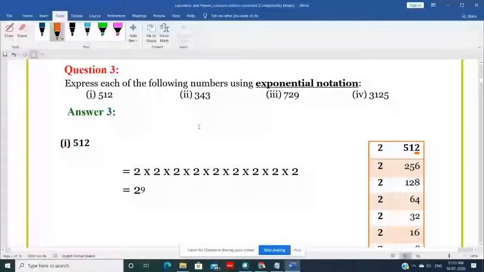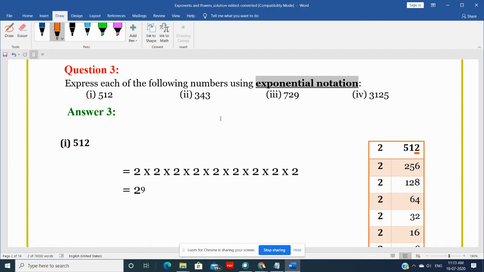Hello everyone. So let's start discussing our exponents and powers of class 7th, and we are going to discuss question 3rd of first exercise 13.1. So let's begin. This question 3rd says that express each of the following numbers using exponential notation. So you just have to express these numbers in an exponential form, right? You need to understand the question very carefully, because the method will be depending on the demand of the question.